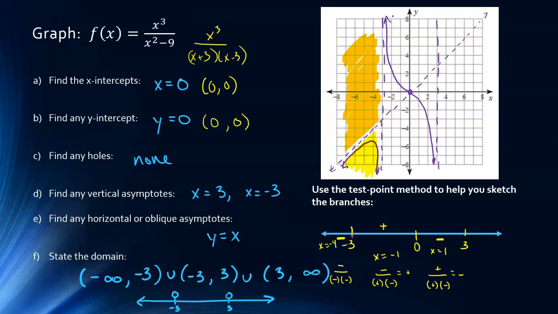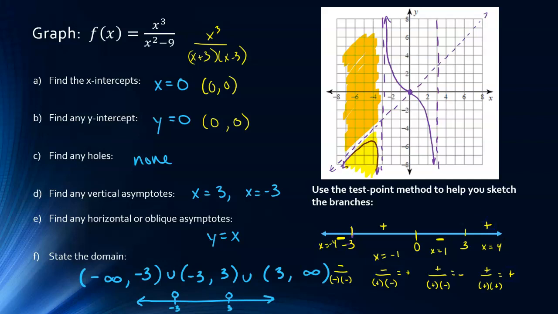And now let's look at that last piece. So let's pick a number like 4, something that's bigger than 3 this time. So if it's 4, 4 cubed is positive, 4 plus 3 is obviously still positive, and 4 minus 3 is still positive. So everything's positive, so it's going to be positive.